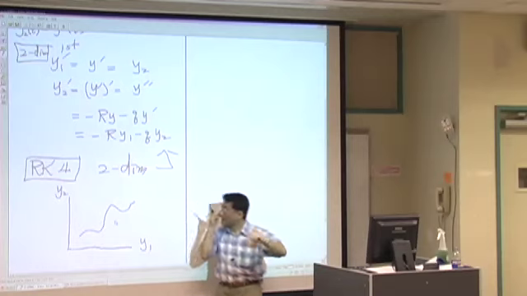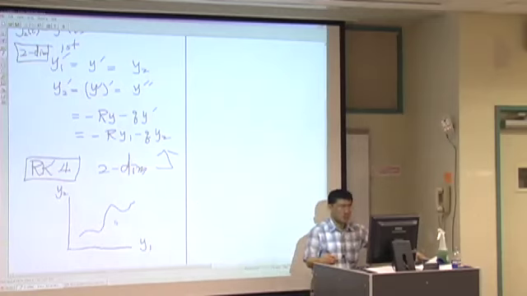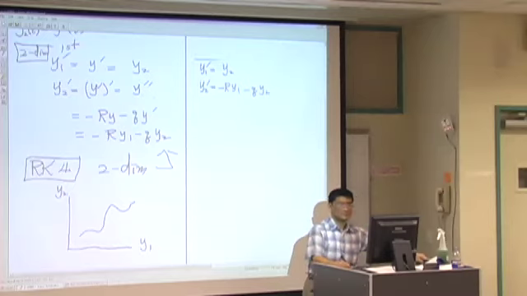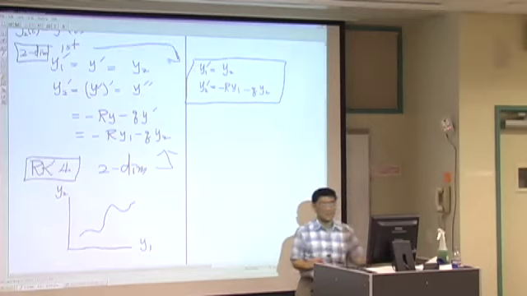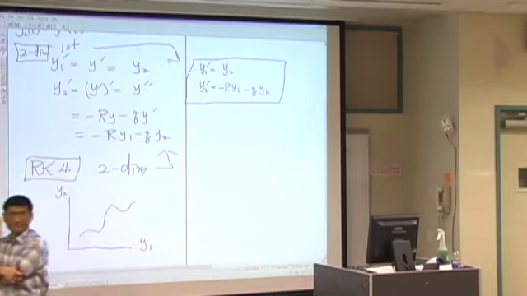What is the system that we're solving here? So I will write the system here. y1 prime equals y2, and then y2 prime equals minus r y1 minus q y2. So this is the system. So a two-dimensional first order system is created.